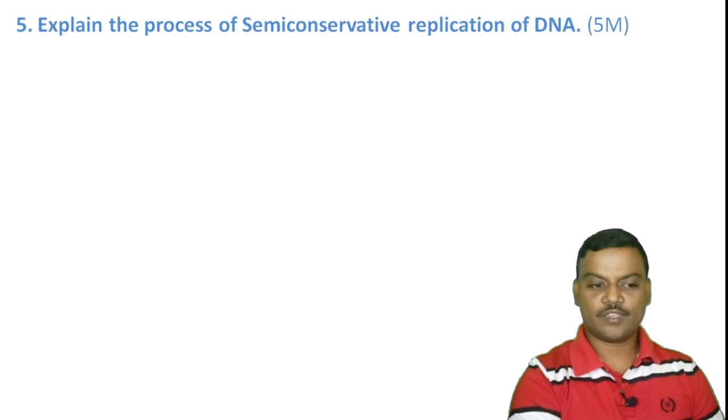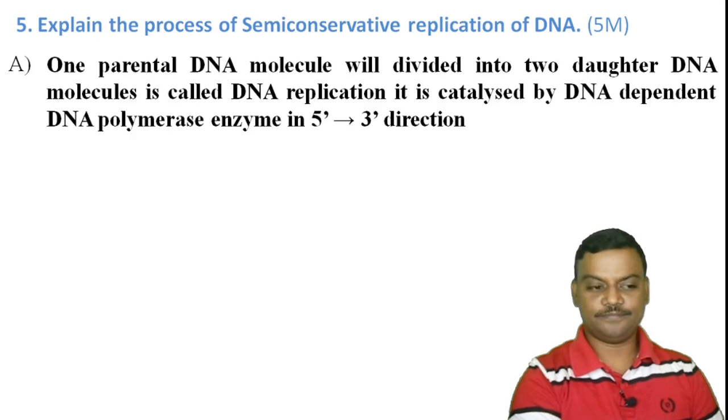Question number 5. Explain the process of semi-conservative DNA replication. It is for 5 marks. The first point for this question: one parental DNA dividing into two daughter DNA molecules is called DNA replication. And this DNA replication is catalyzed by an enzyme called DNA-dependent DNA polymerase enzyme. It always synthesizes DNA in the 5' to 3' direction only.